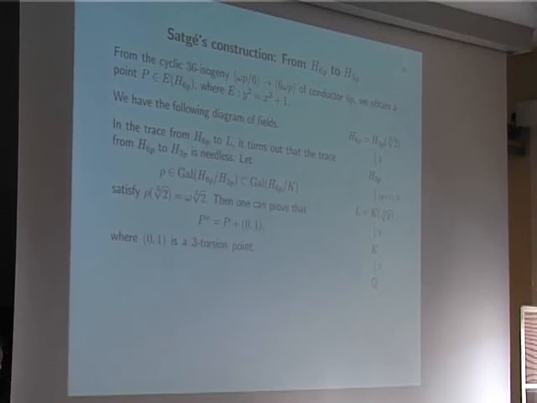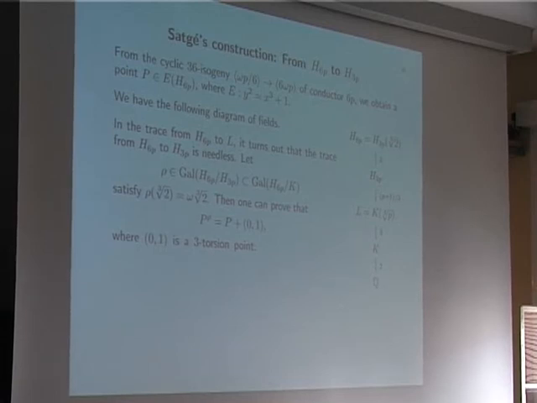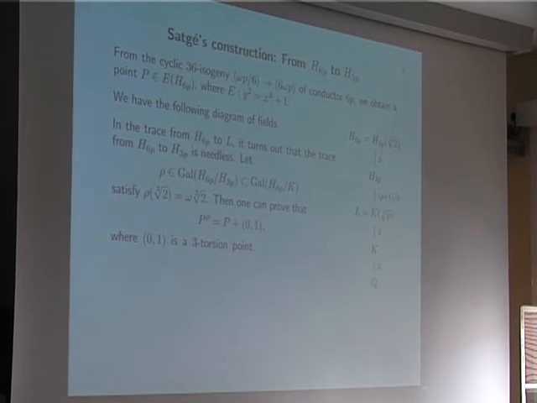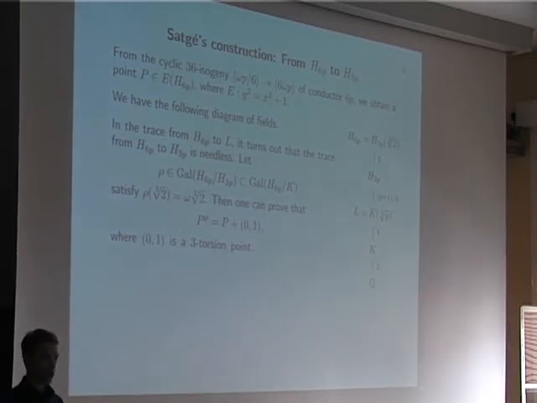So you can actually prove that if you take this original point p and you act on it by row, it satisfies this equation: P row is equal to p plus 0, 1. So 0, 1 is really a point on E, as you can see, and it's a 3 torsion point. Okay? So what does that mean?